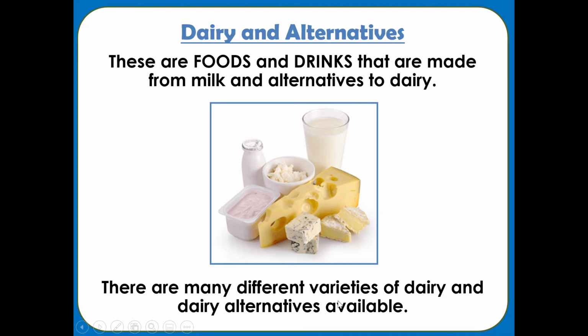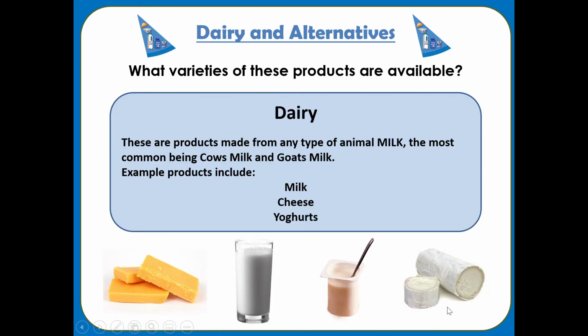There are many different varieties of dairy and dairy alternatives available, and we're going to look into that a little bit. We're going to start with a simple one, and go with dairy first. So what varieties of these products are available? Dairy products are products that are made from any type of animal milk. That's the important bit, it's made from an animal's milk.